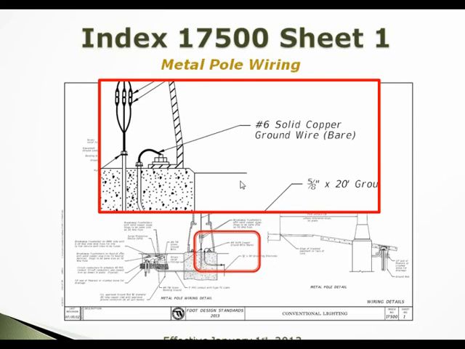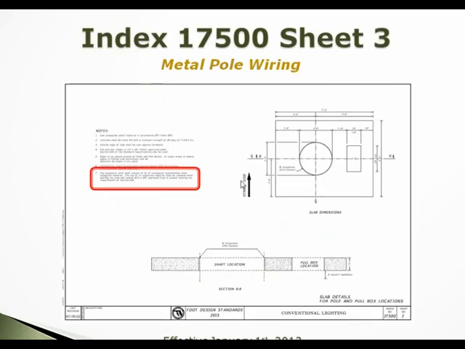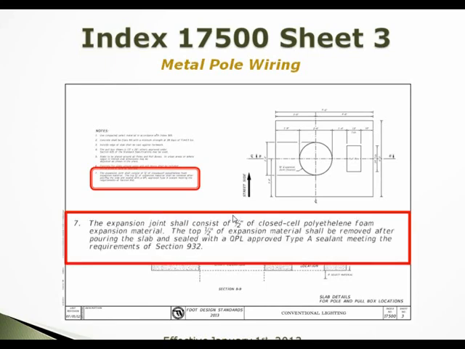Another change in 17500 that also occurs in conventional light poles and high mast was a change to the expansion material between the pole foundation and the slab. The old standard required a hot poured elastic joint sealer, and what we found in construction was that most of them used a polyethylene foam for the expansion material to pour around that, or to be used around that pole foundation.